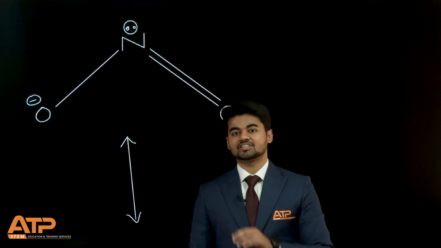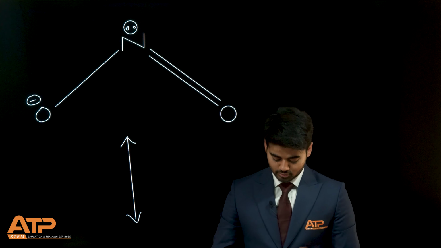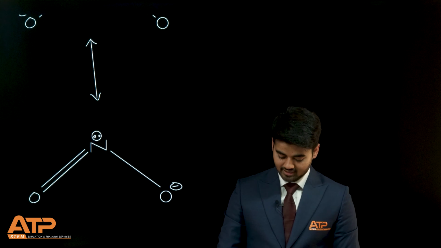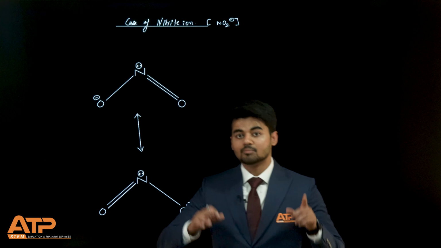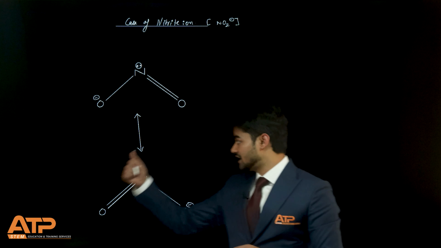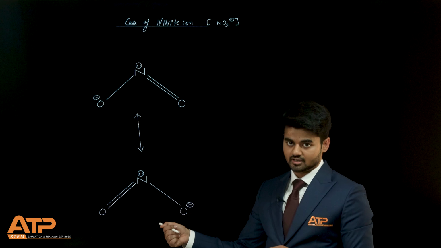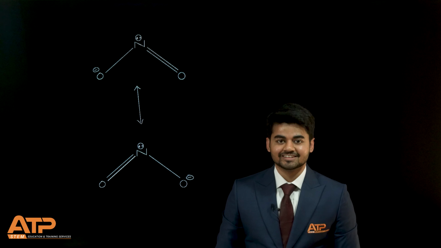So can we switch the negative charge and double bond? Of course, yes. Those oxygens are identical. So are we able to make more than one Lewis dot structure? We have made two Lewis dot structures here, right? So is the resonance taking place? Yeah, according to the definition it is, right?